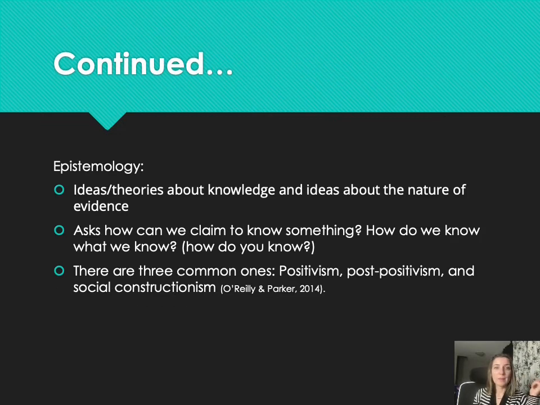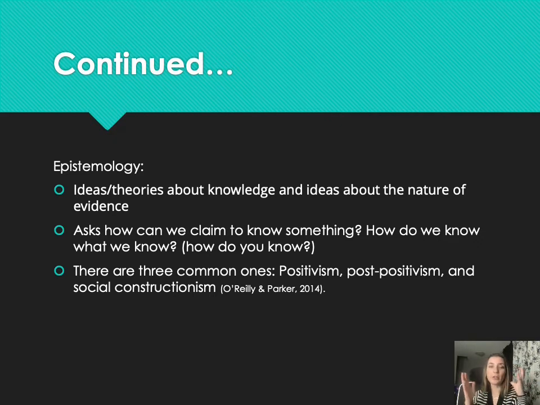And epistemology is a stance that looks a little bit farther and says, okay, ontology was about what reality is and what can be known about it. Epistemology is your ideas and theories about knowledge and the ideas about the nature of evidence. So it asks how we can claim to know something. How do you know that you know something? How do you know that you know?